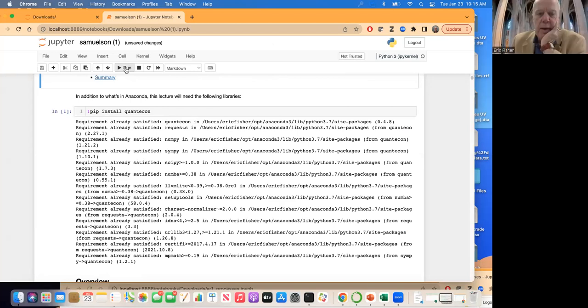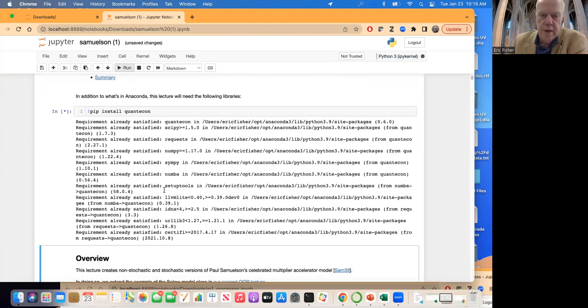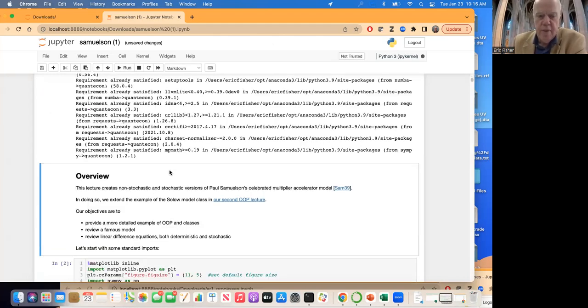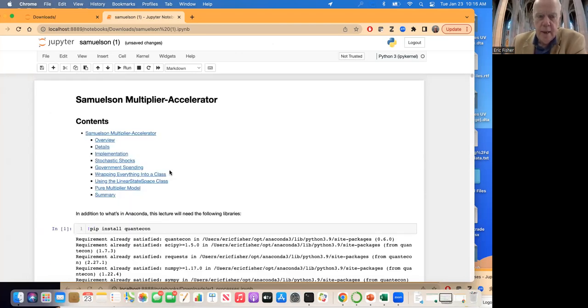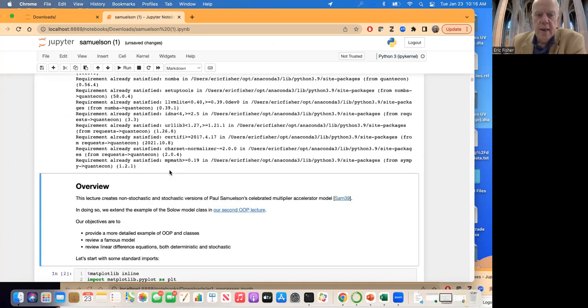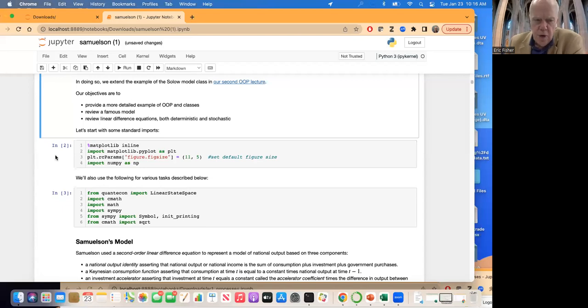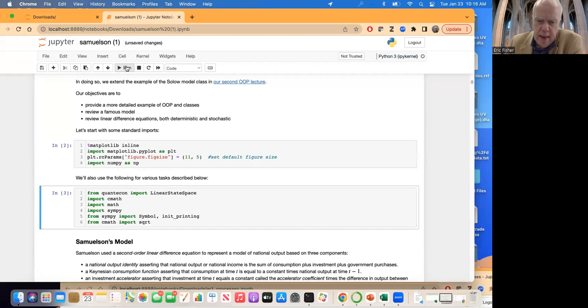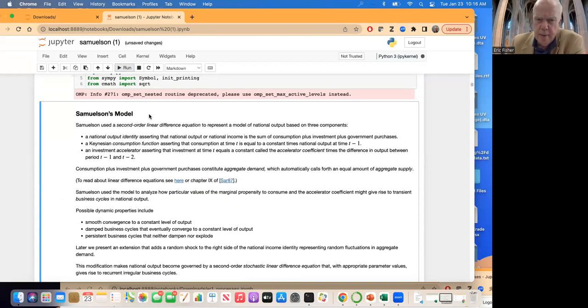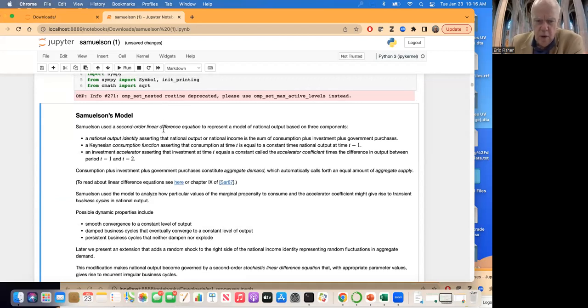I want to install QuantEcon. That's just a bunch of routines that these guys have developed for me, and I kind of like the routines. Then I'm going to do the stuff for plotting. Then I may need to look at a linear state space model. Okay, doesn't matter. I got a warning message.